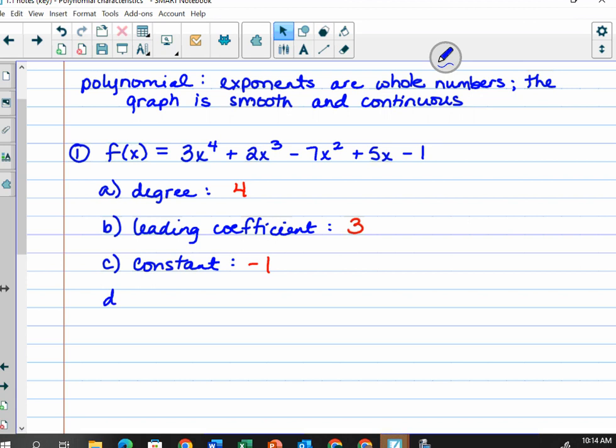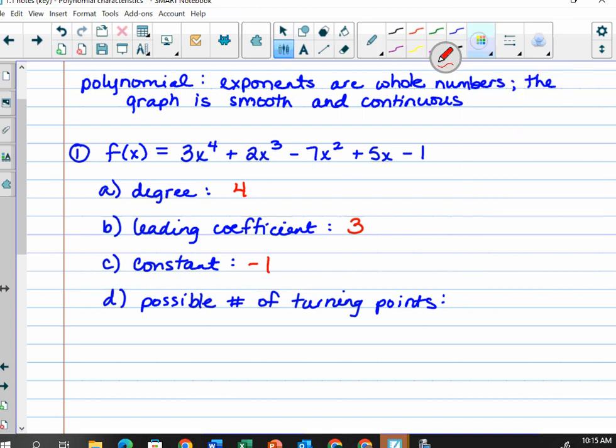All right, and then part D, possible number of turning points. So on a graph, a turning point is when it changes direction. So like increasing to decreasing, to increasing to decreasing. That's a turning point. This is related to the degree, but it's not equal to the degree.